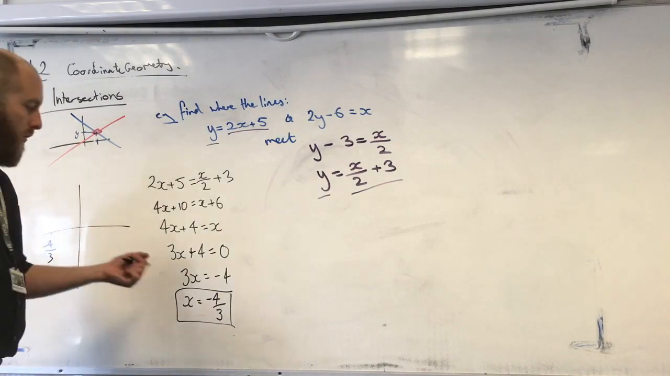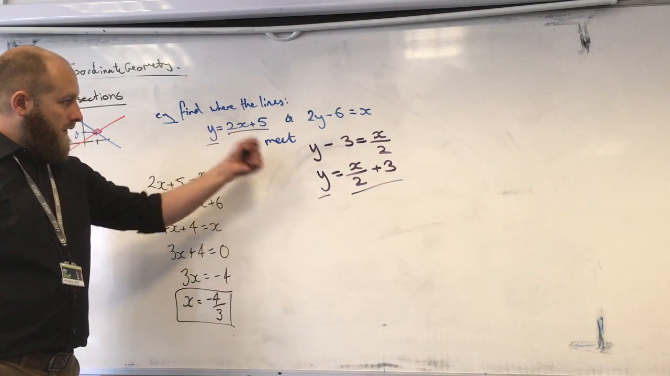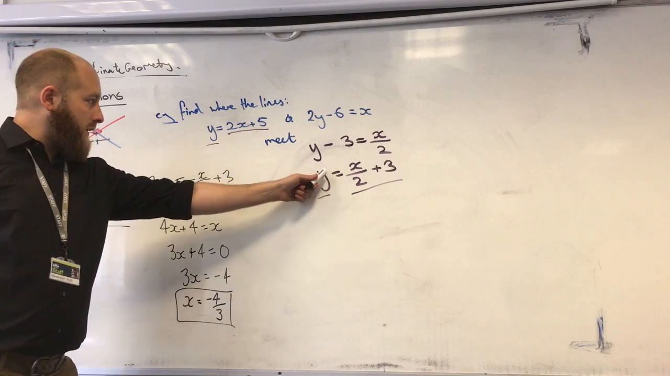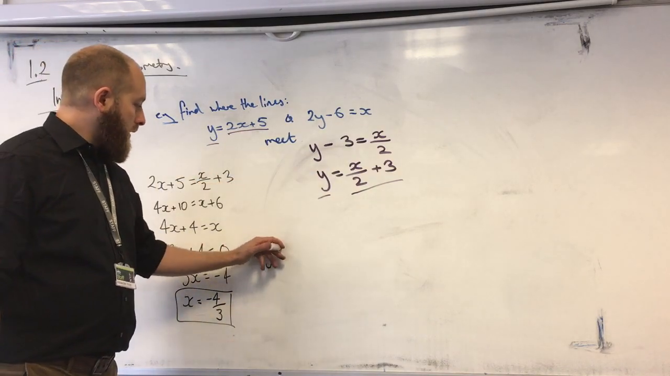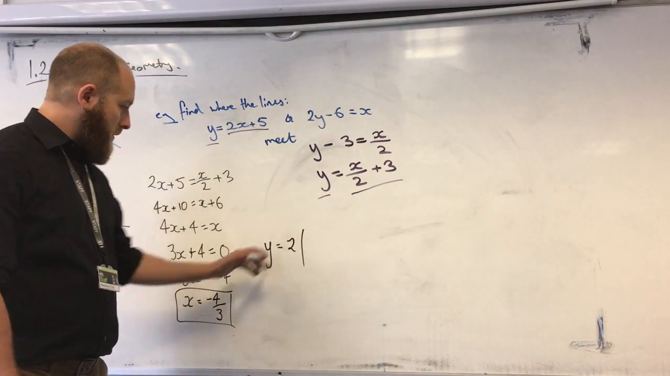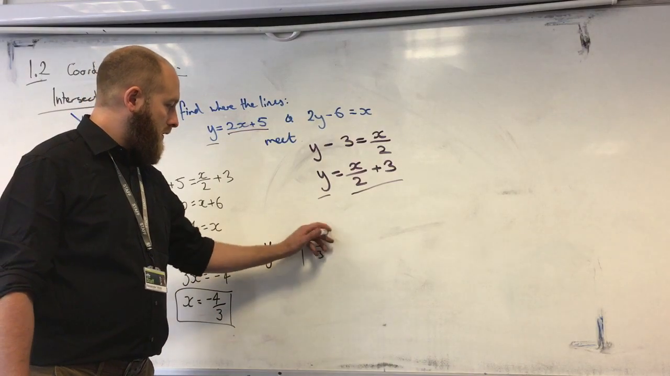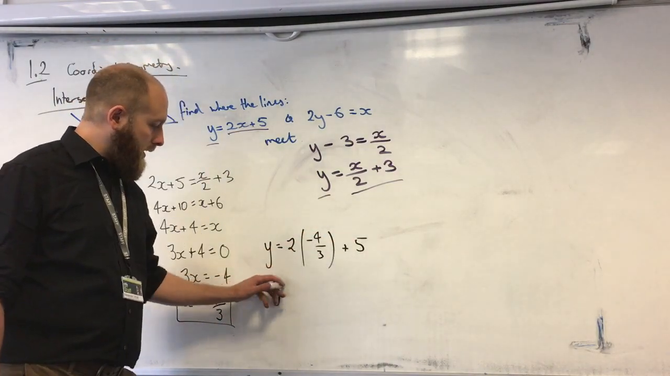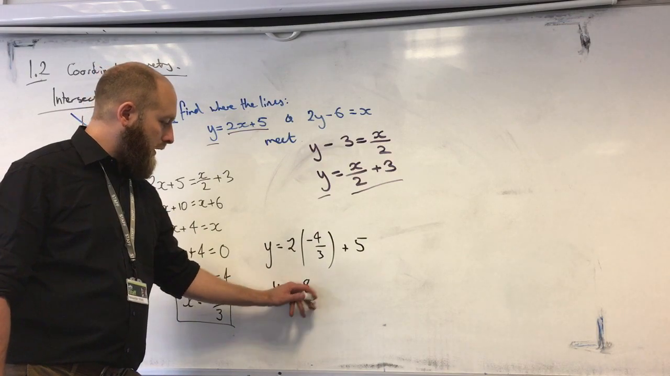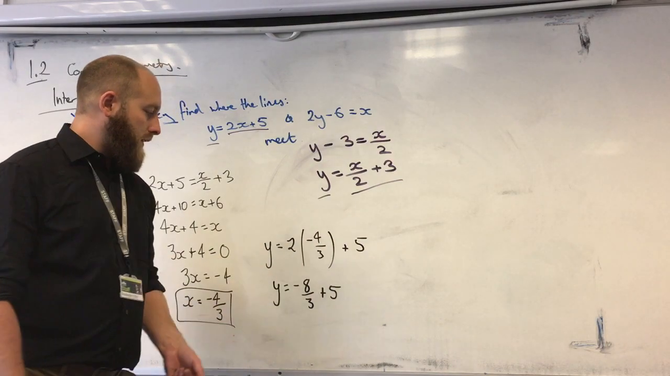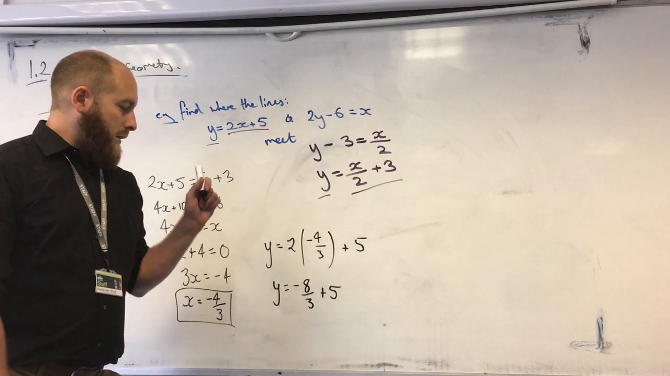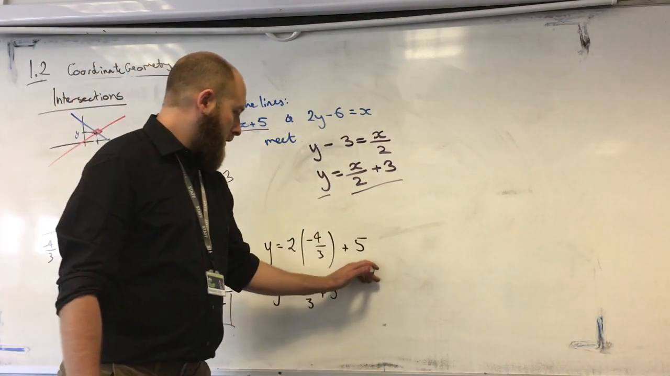And now we can try and find a y value by putting this back into either of these equations. So I think it looks easiest to put it into this one because there's no fraction. So we can say y equals 2 lots of x, where x is minus 4 thirds, plus 5. Times out the brackets, so y equals minus 8 over 3 plus 5. And doing this in my head, I need 5 as a fraction. So I know that's going to be 15 over 3.